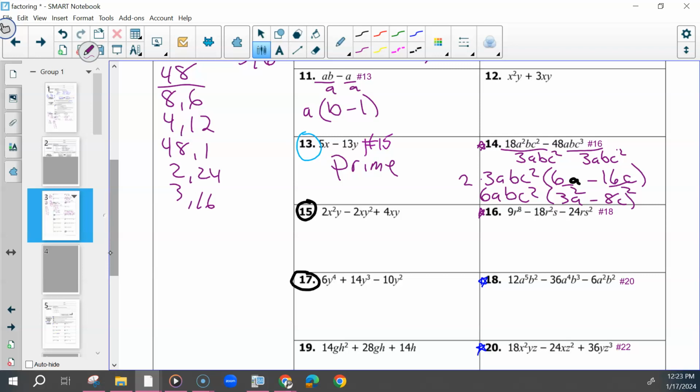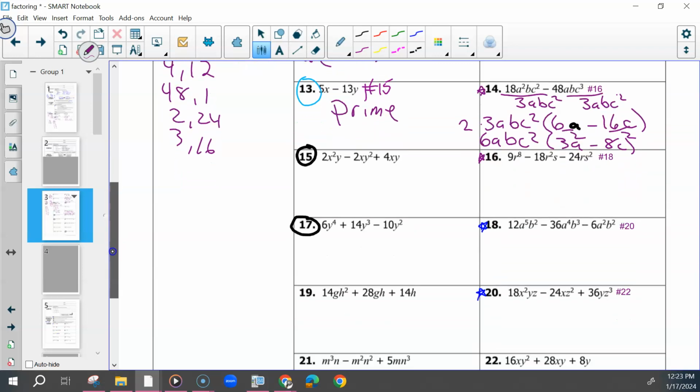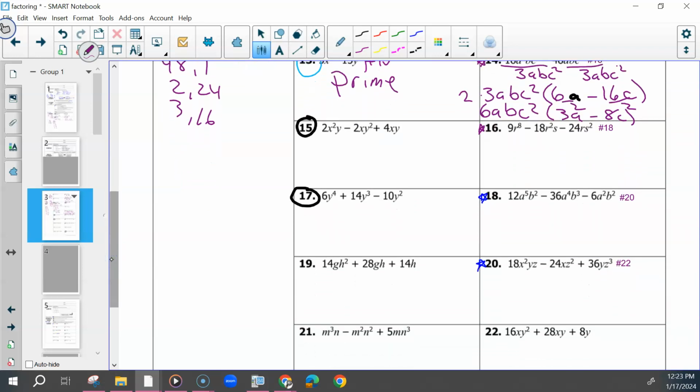Okay. Now let's do some with 3 terms. Let's do 15. So this one's easy enough. The GCF of that, what number are we dividing out of each of those? 2. And then for each one, how many X's or Y's could we take out of each? 1 X and 1 Y.